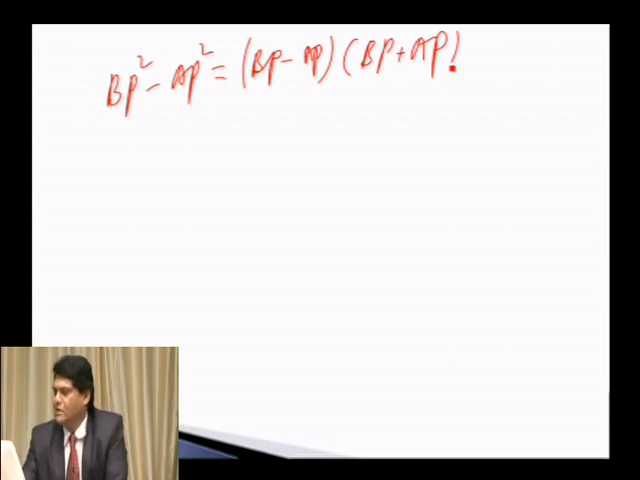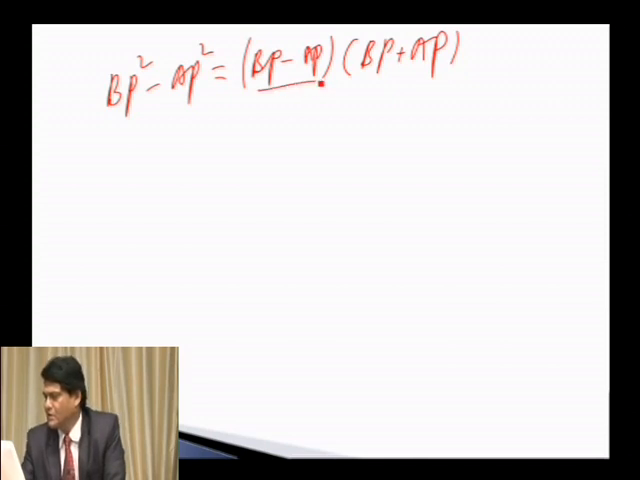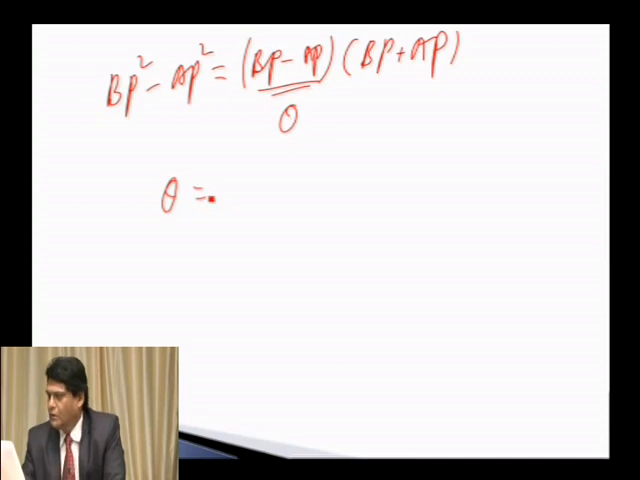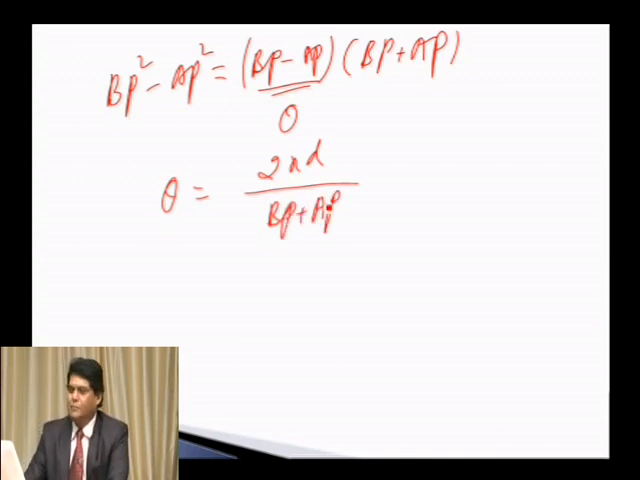Now, what are we interested in? We are interested only in this. This value we already obtained, it is 2x into d, and now we are interested in this, which is nothing but theta. You can transfer it here. So theta is equal to 2x into d divided by bp plus ap. Now, what are bp and ap?